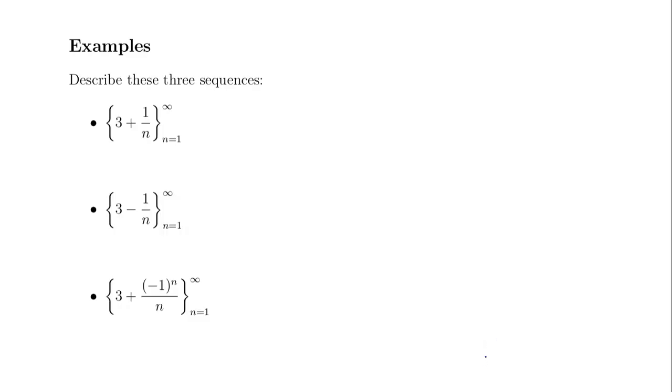So pause the video, take a minute, and maybe write out some of the terms of these sequences and see if you can describe them using the words that we've got. All three of them are relatively similar, but there are some differences. So are they bounded? Are they increasing or decreasing? Or you could say non-decreasing or non-increasing. Are they monotonic? That kind of thing.